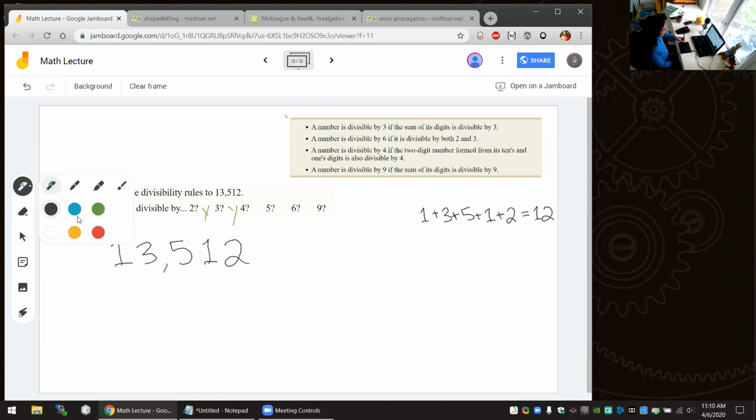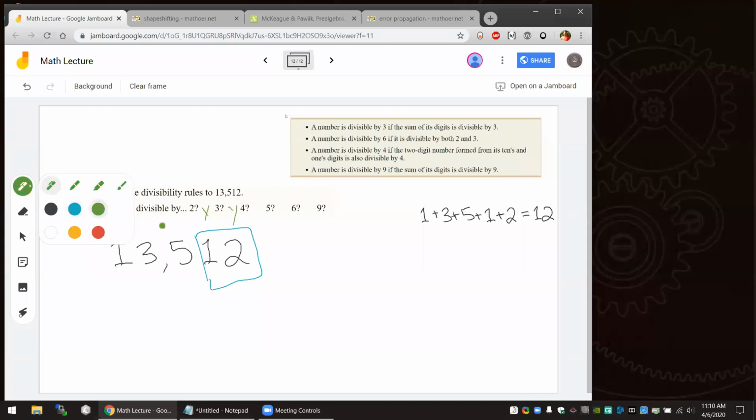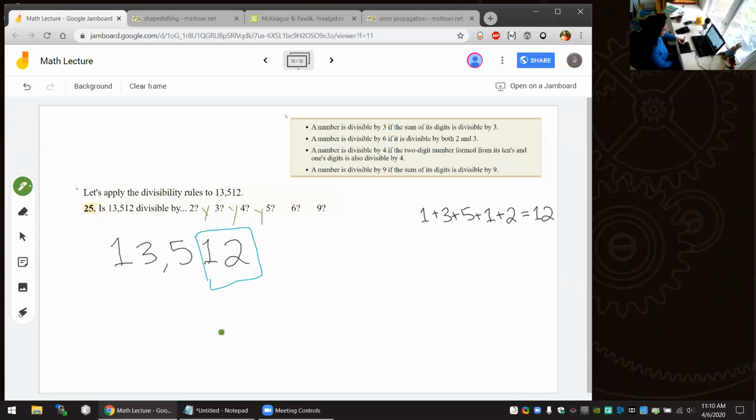Okay, is this big number divisible by 4? It's divisible by 4 if when I just look at the 1s and 10s, 4 goes into that. So does 4 go into 12? Yes, so 4 goes into our big thing also. 5, does it end in 0 or 5? No. 6, well, if 2 and 3 both work, 6 will work. So 2 and 3 both work, so 6 works.